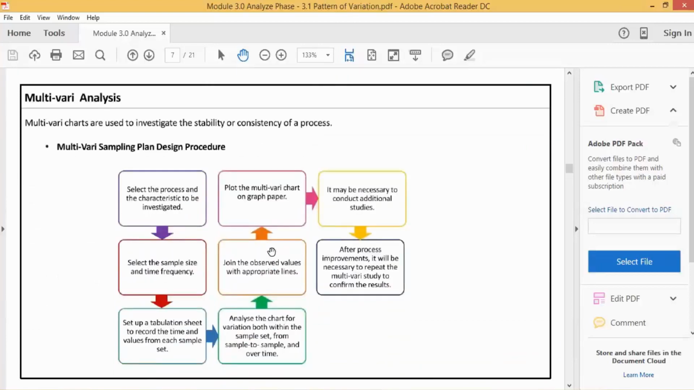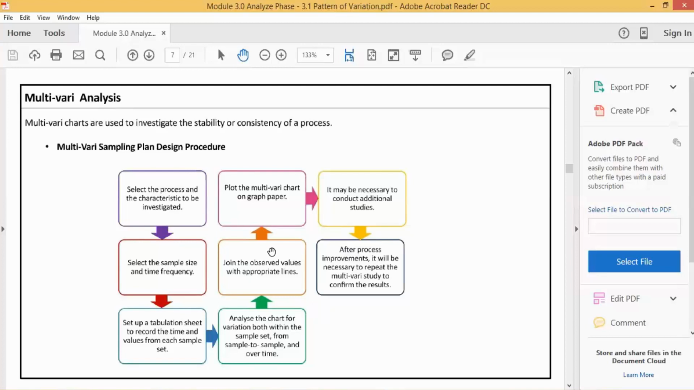What are multivariate charts? Multivariate charts are used to investigate the stability or consistency of a process in the analyzed phase. They are just in the form of a graph. What is a multivariate sampling plan design process shown in the form of a flowchart?